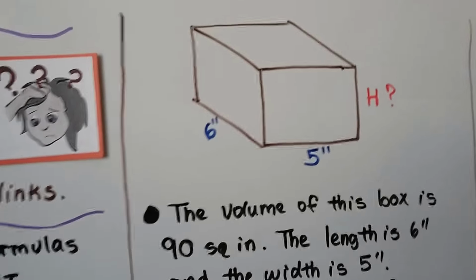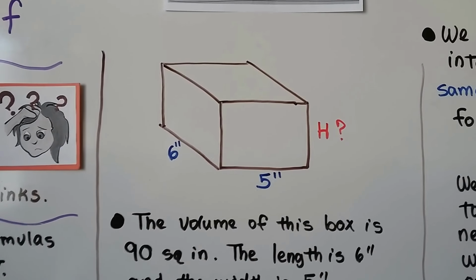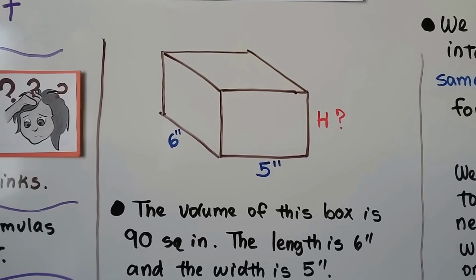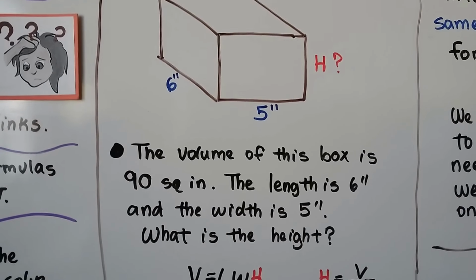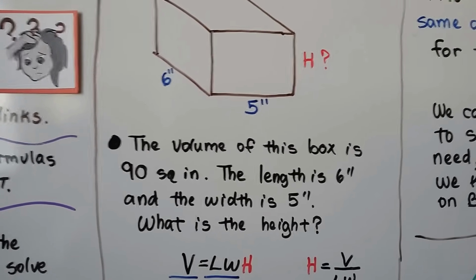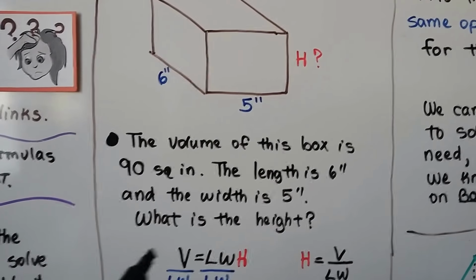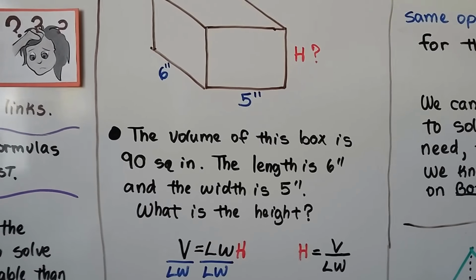So here we have a box. We can see that the length is 6 inches, the width is 5 inches, but it's got a question mark by the h. We don't know how high it is. The volume of this box is 90 square inches, so it's giving us the volume. The length is 6 inches and the width is 5 inches. What's the height? Well, we know volume equals length times width times height is the formula to find the volume.